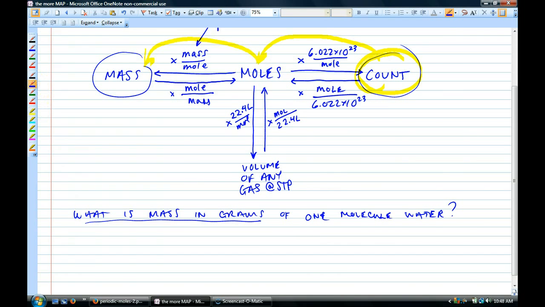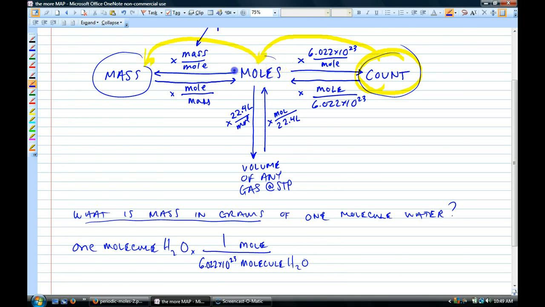So here's what the process would look like. We have 1 molecule H2O. Remember, factor label method, automatically those units go in the bottom of the next conversion factor. Now, what do I want on the top? Well, remember, I have to go from count to moles first and then to mass. So I want moles up here. It's going to be 1 mole. And how many molecules? Avogadro's number, 6.022 times 10 to the 23rd.